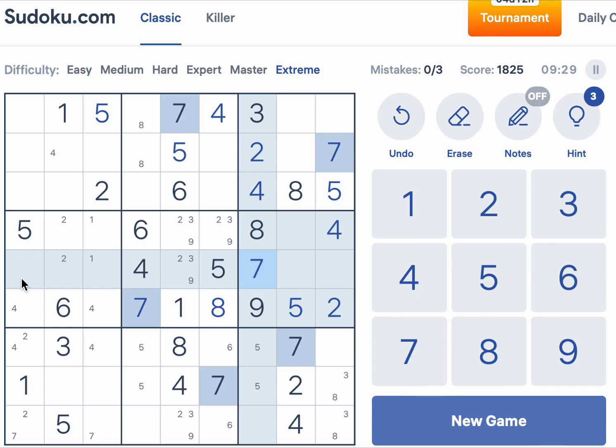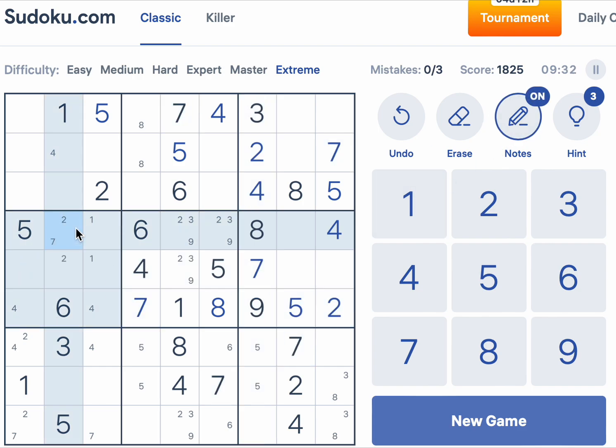As a result, in this block, one of these two cells should be 7. And in this block, one of these two cells should be 7. So for this block, we're missing 1, 7, and 6. For 6, it could be in one of these two cells. For 1, it could be in all 3 cells. And for 3, it can also be in one of the 3 cells.